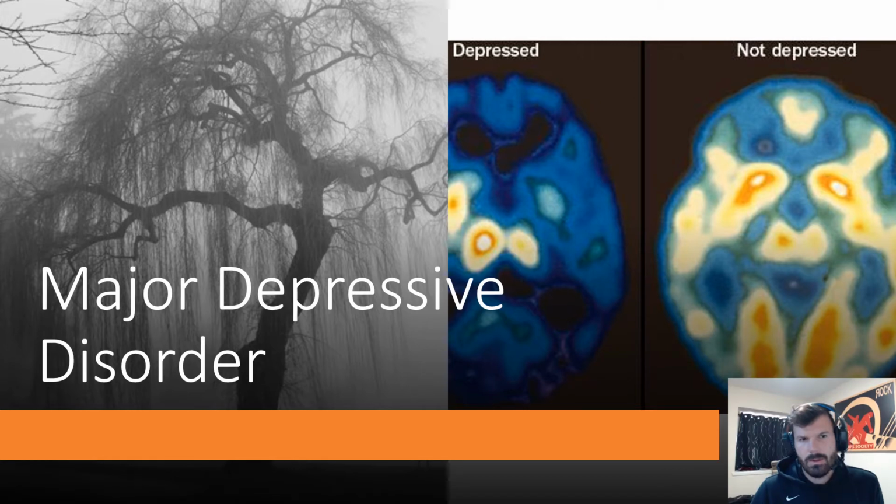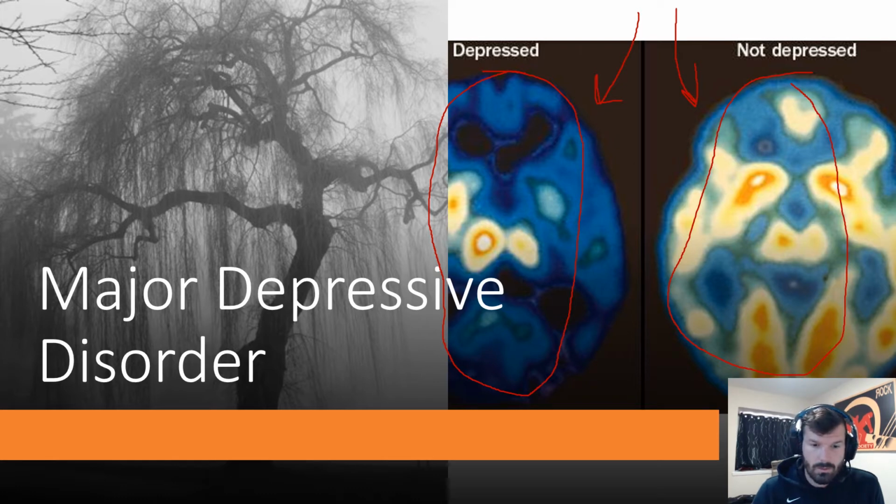The major thing that you need to recognize about major depressive disorder is what is happening in the brain. We have a PET scan over here on the right that is taking a look at two different brains. One is depressed and one is not depressed. You can see very clearly that the depressed brain is not very active and that the non-depressed brain is doing things. So the major aspect of major depressive disorder is a lack of brain activity. The brain's just not very active.